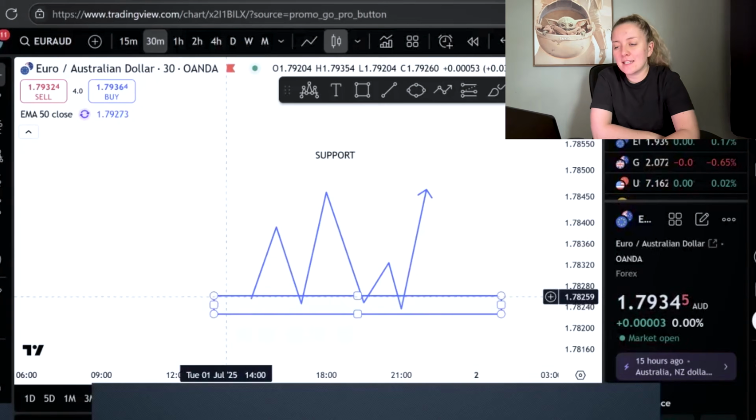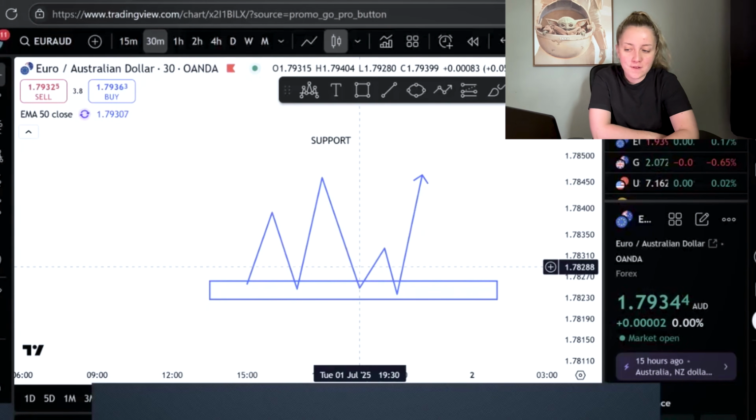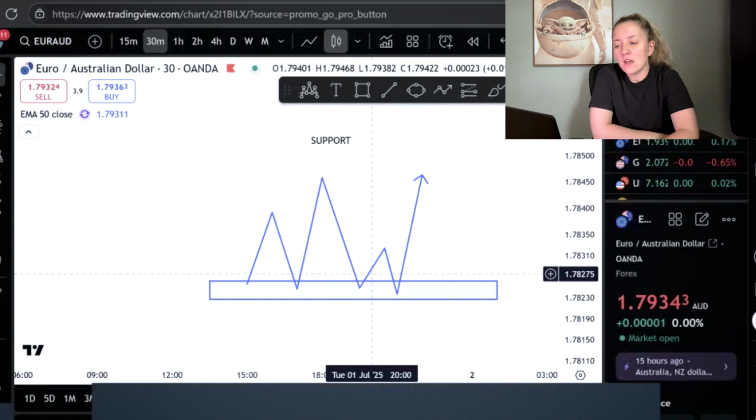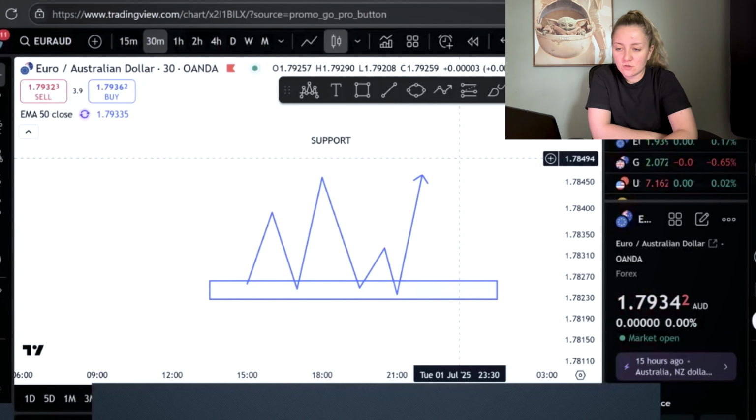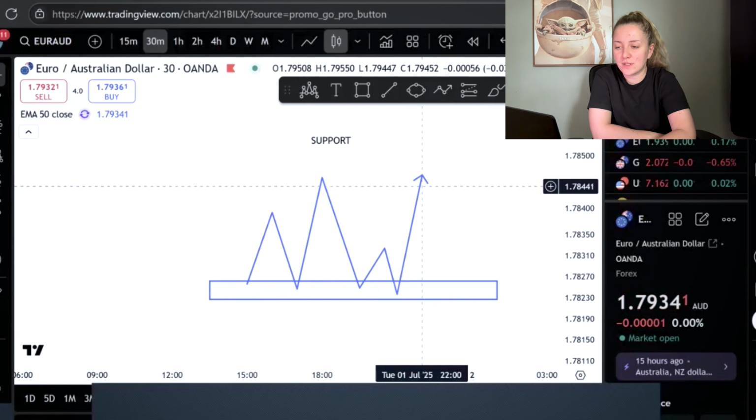Let's start off with a super simple and basic example on the line charts, just so you can visualize it a little bit better. So as we can see, this is an example of support, because what we can see is price bouncing off of it, i.e. support equals our floor, bouncing, and it continues to go higher. Price is trying to break below, but it is failing, so it's just continuing to go higher.